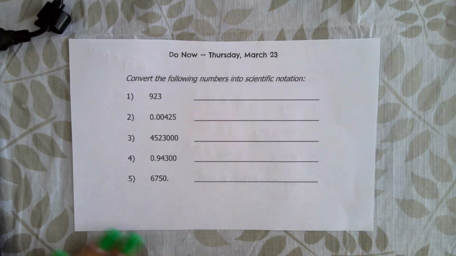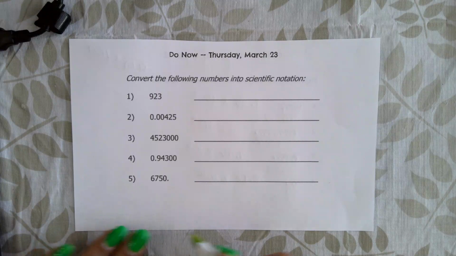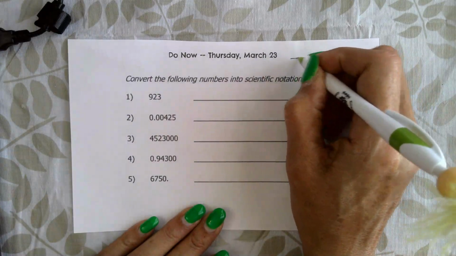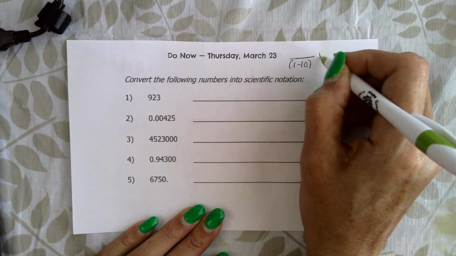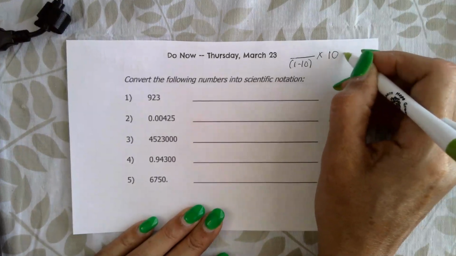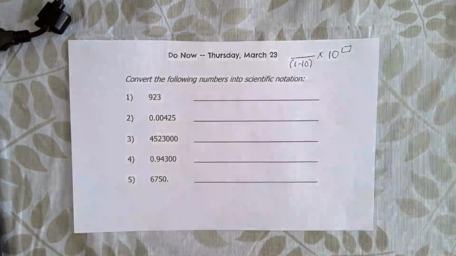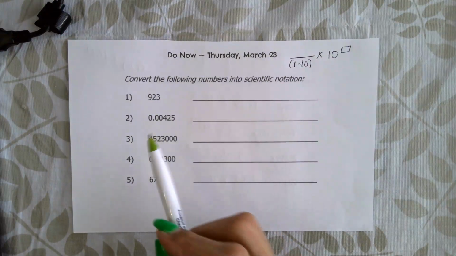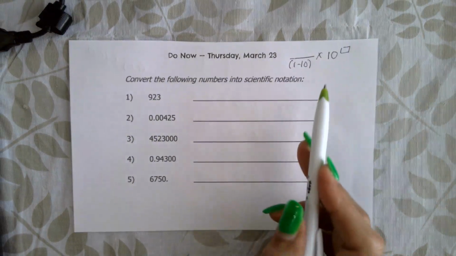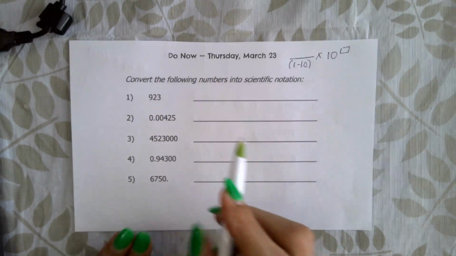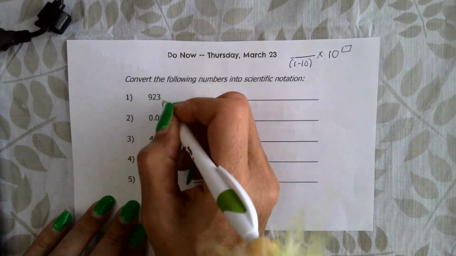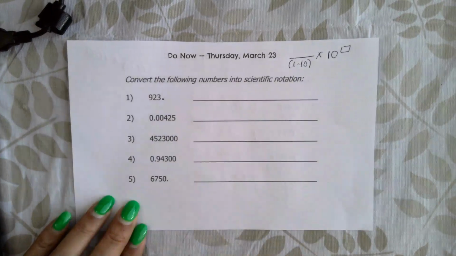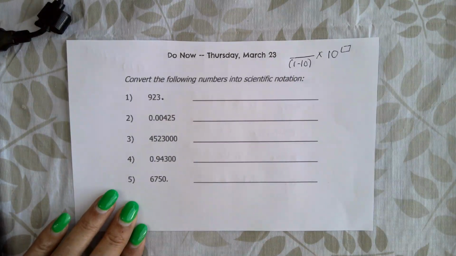Again, let's remember that our formula for scientific notation leads off with a number between 1 and 10 times 10 to a power. If it goes to the left, it is negative. If it moves to the right, it is positive for the power. So here we have 923. It does not have a decimal point, so the decimal point goes at the very end of your number.